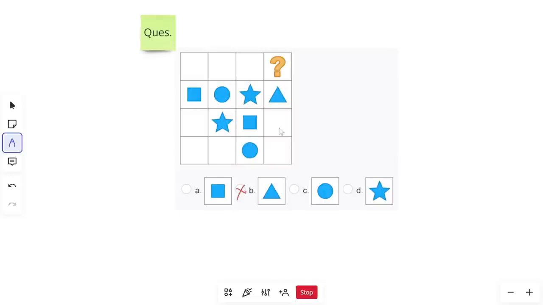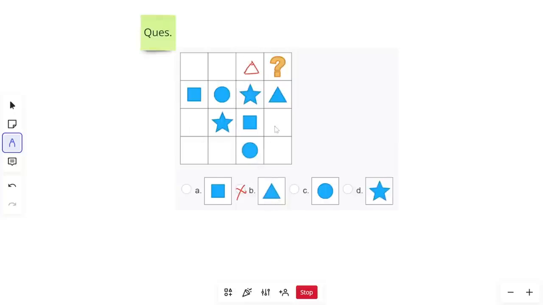Because triangle is already coming once in this row, right? Now directly we cannot think of what will come in place of the question mark. For that we need to fill some other empty boxes. Let's try to fill this empty box. In this column, if you see, star, square, and circle are already coming. So only one option is left, which is triangle. So triangle will come here, right? In this way we can also say that triangle was already eliminated for us, so that is fine.